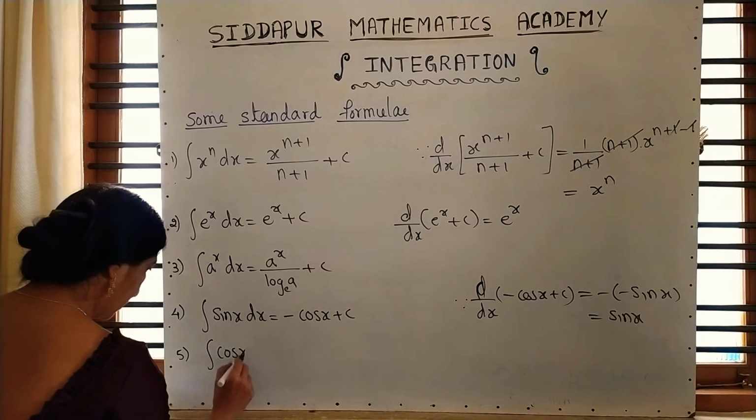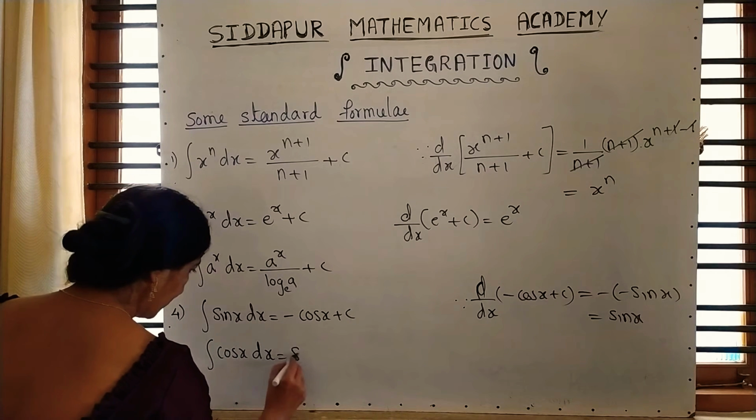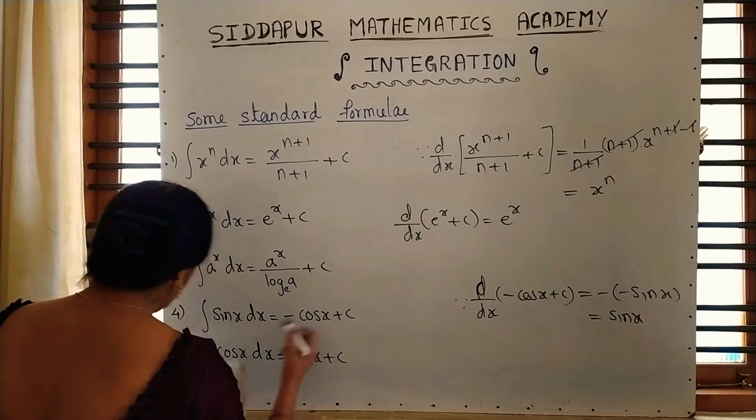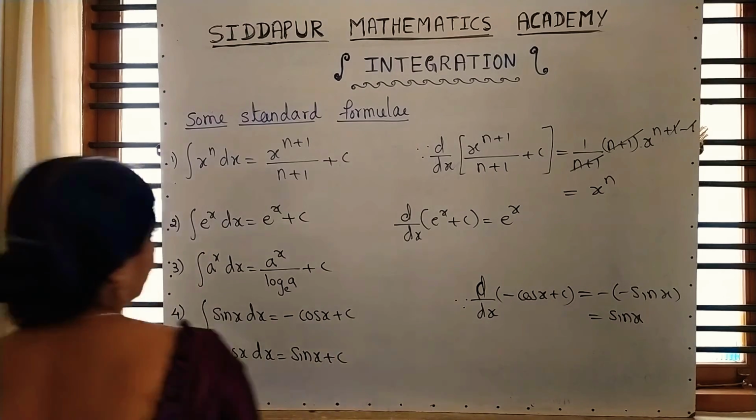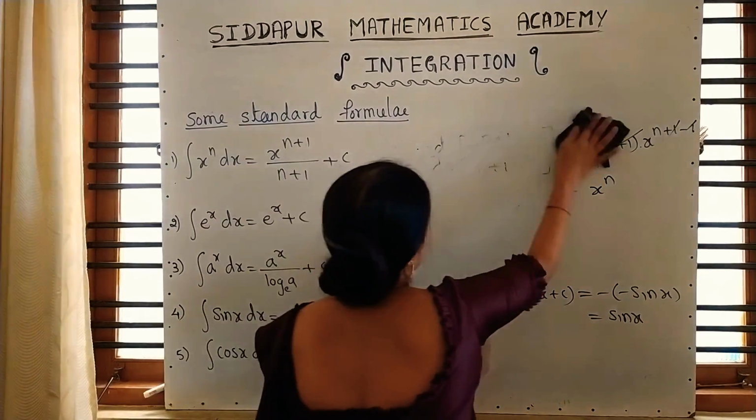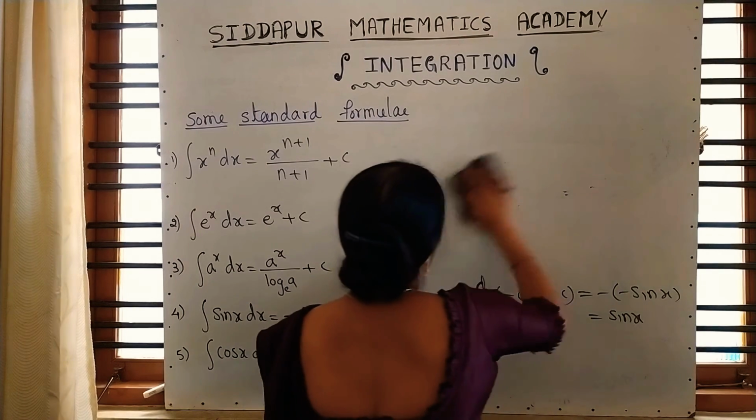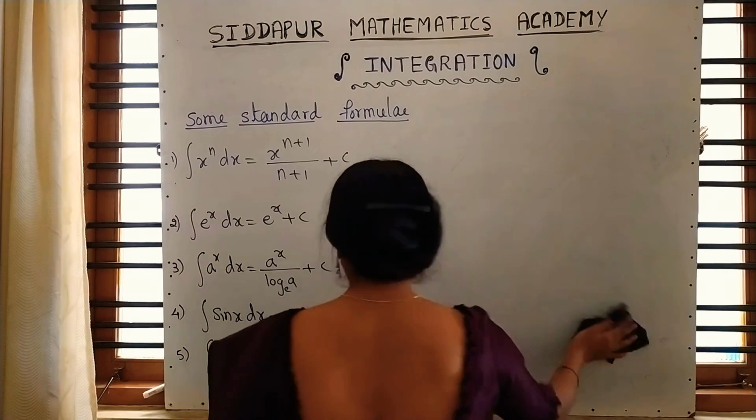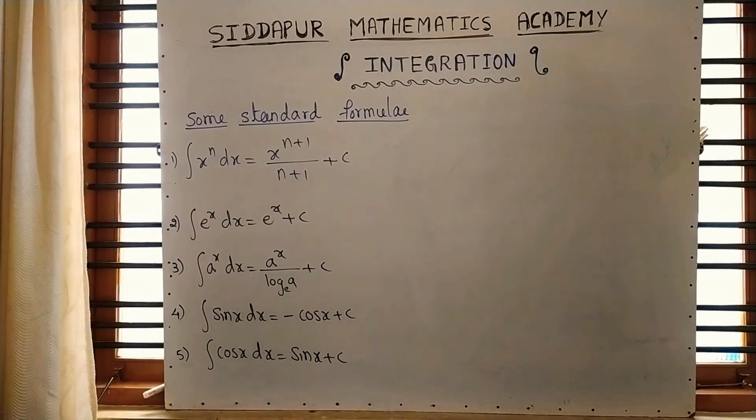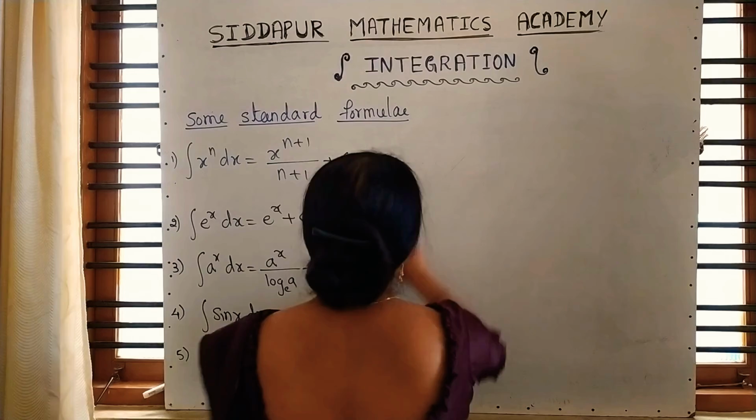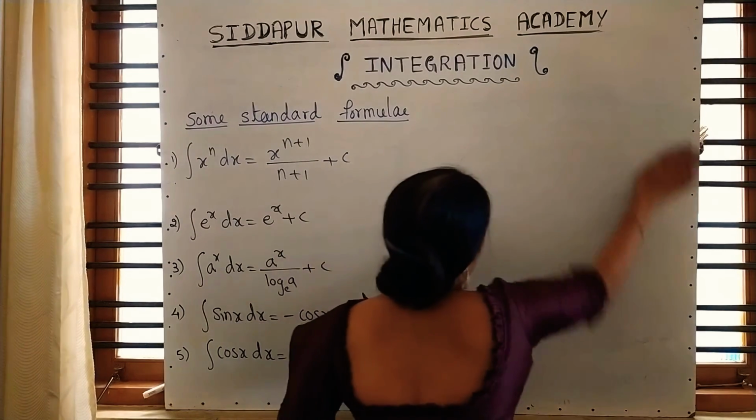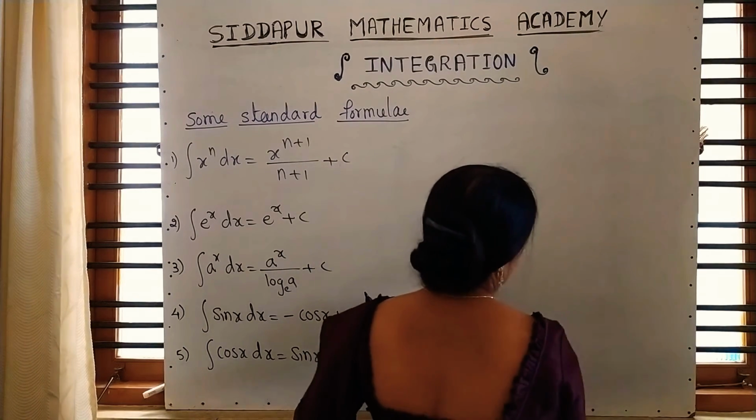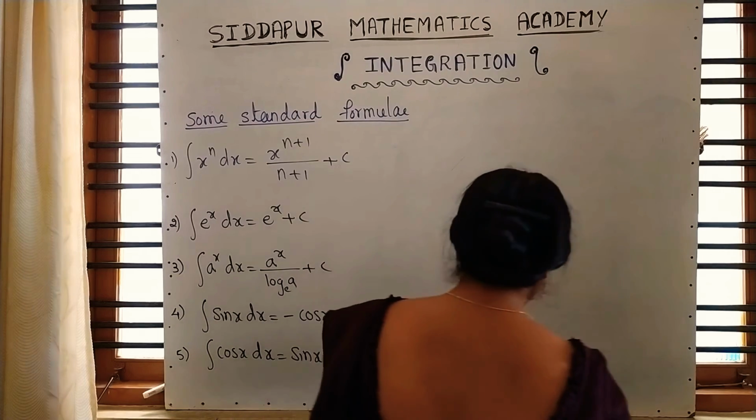Differentiation of cos x will be sin x plus c. Here I wrote the reason, to make you clear how we are getting the formula and how they are related. Yes, you are following or what?